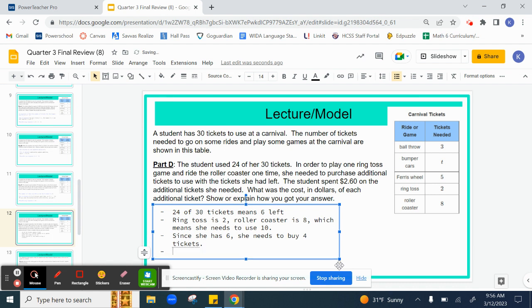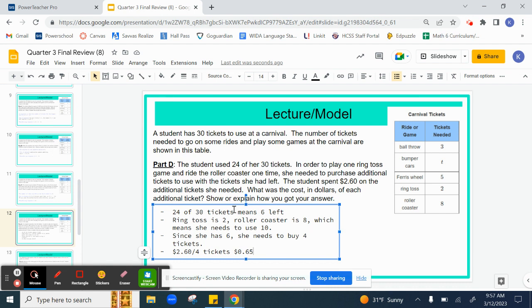All right. You spent $2.60 on the tickets. What is the cost of each additional ticket? So $2.60 divided by 4 tickets. All right, let me do this in my head quick. 4 goes into 26, 6 times. Subtract, you get 2, bring down a 0, and then 4 would fit into 20 5 times. So it would be 65 cents. So she would have spent 65 cents on each additional ticket.